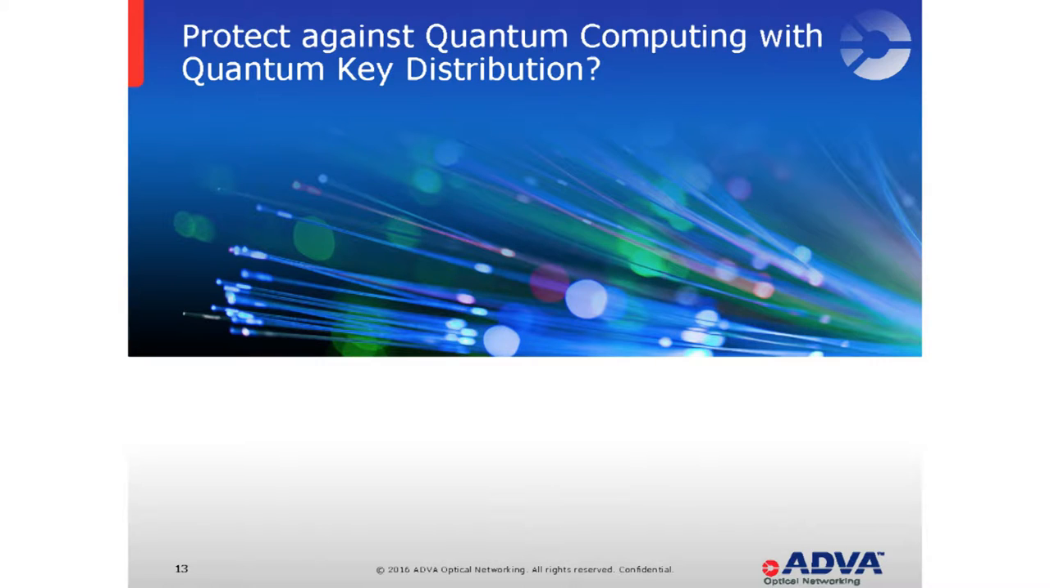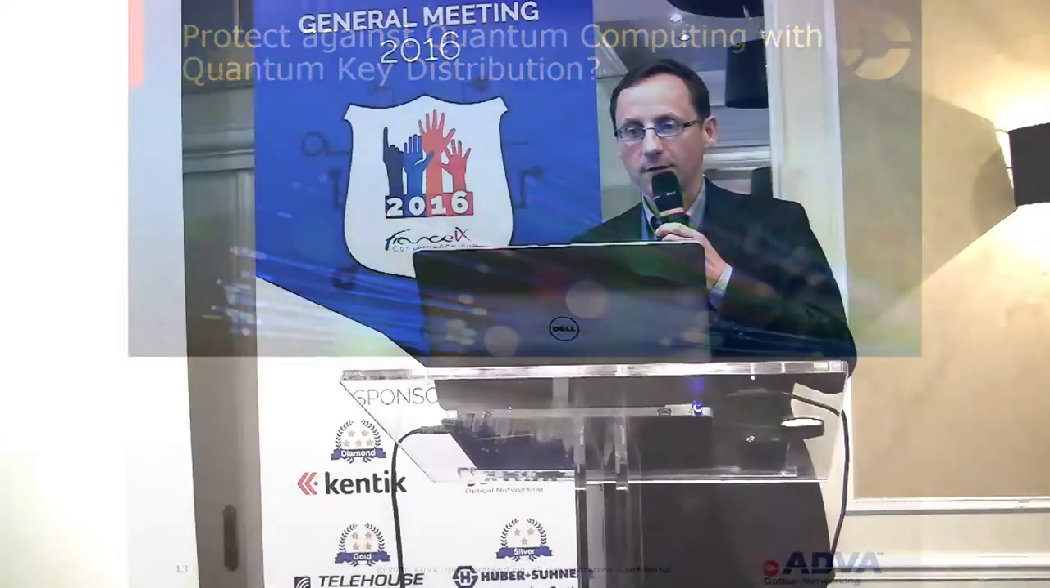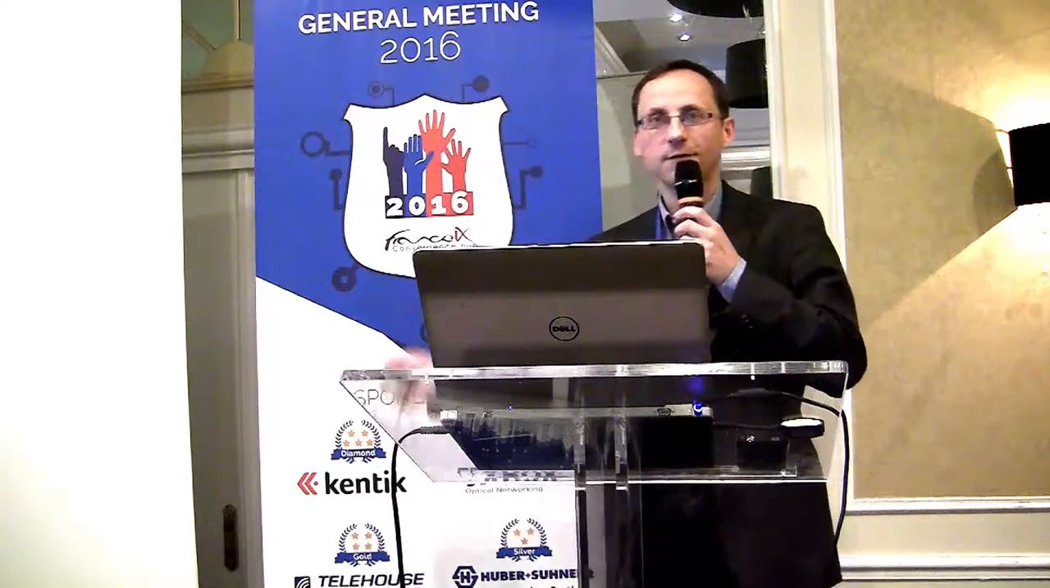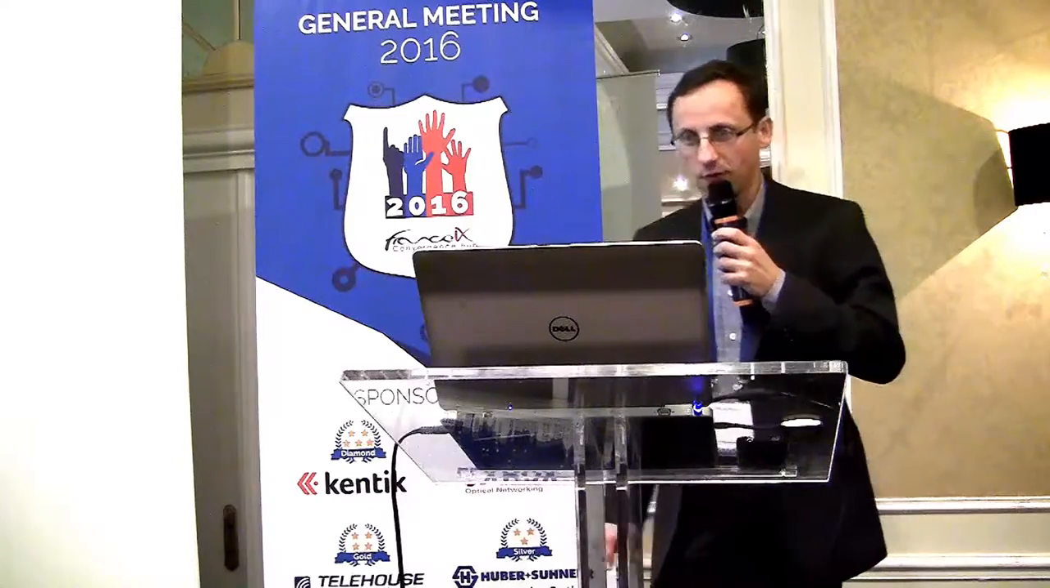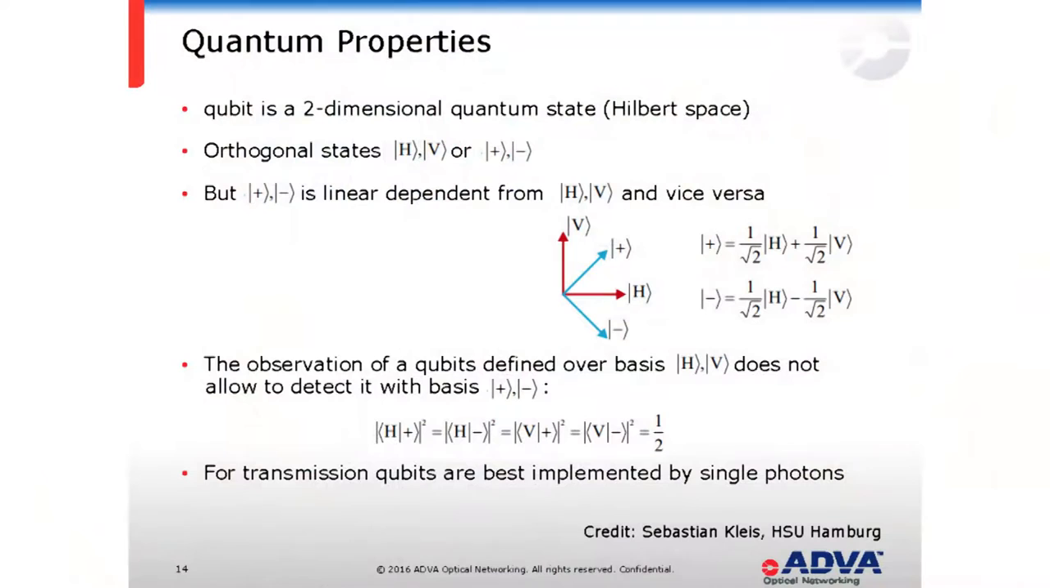So the most obvious solution maybe to protect against quantum computing is so-called quantum key distribution. You probably have heard about it. It's quite a weird technology, and I want to make a kind of desperate attempt to use four slides to explain quantum key distribution. The first slide is an introductory slide with a bit of mathematics you need to understand the basic principle. In quantum communication, instead of bits, you're working with quantum bits or qubits.